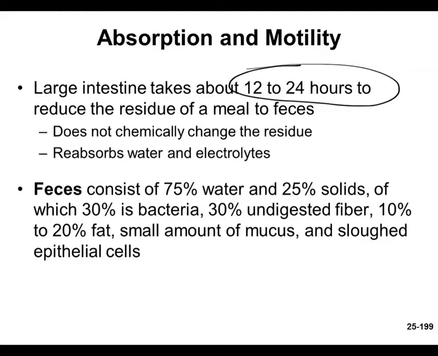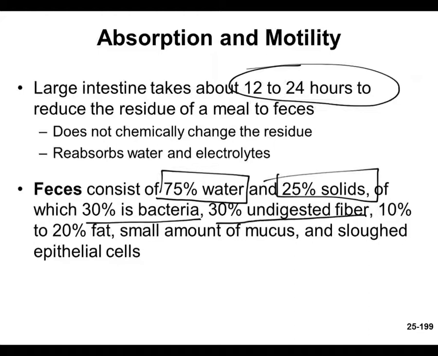Your feces are actually about 75% water, 25% solids, and of those 25% solids, a good third of it is bacteria. Some are the undigested fiber, some of it's unused fat, and then of course you're going to have some mucus from along the mucous membrane and a lot of epithelial cells that were sloughed off throughout the entire process. Now, of course, the amount of fiber, the amount of fat would be variable based upon your diet.